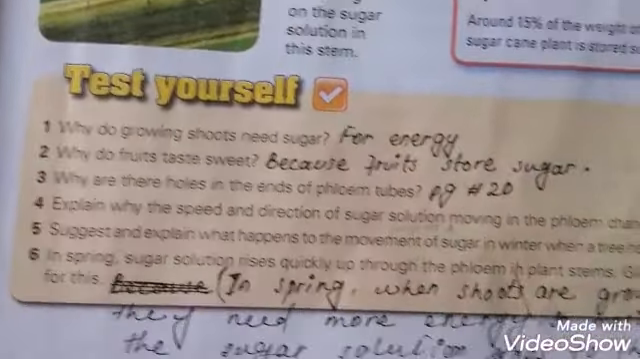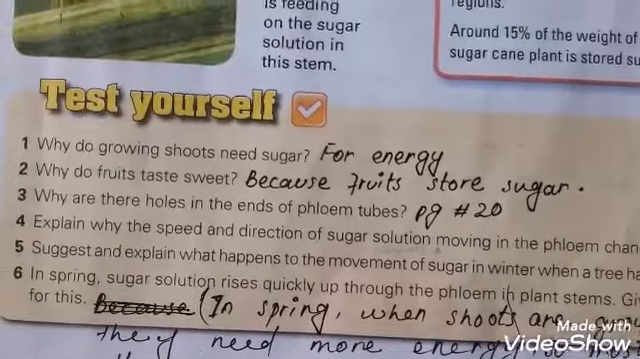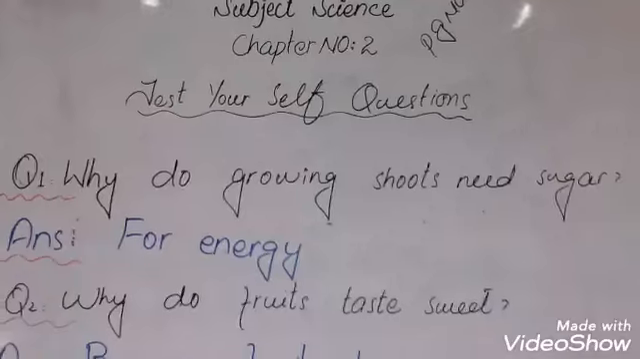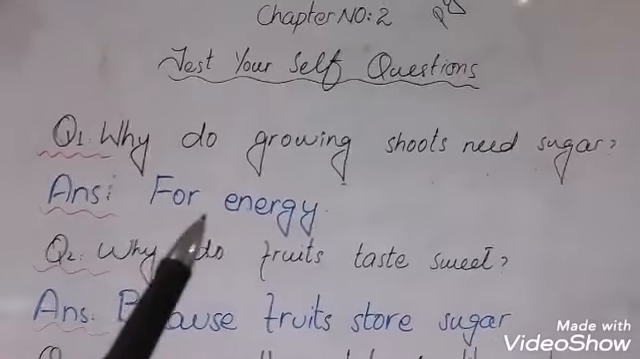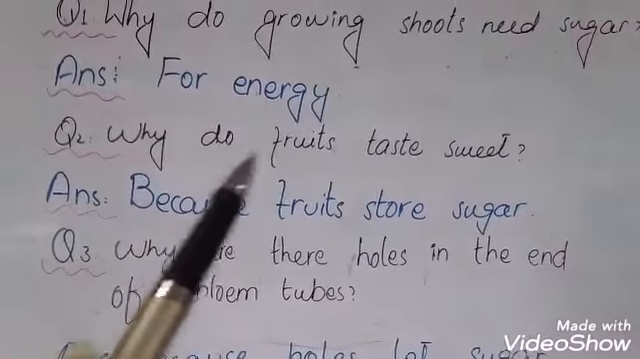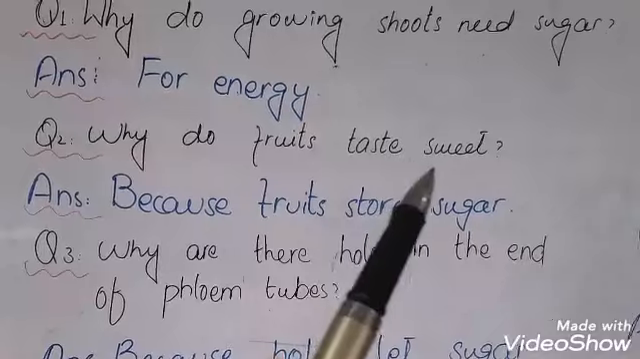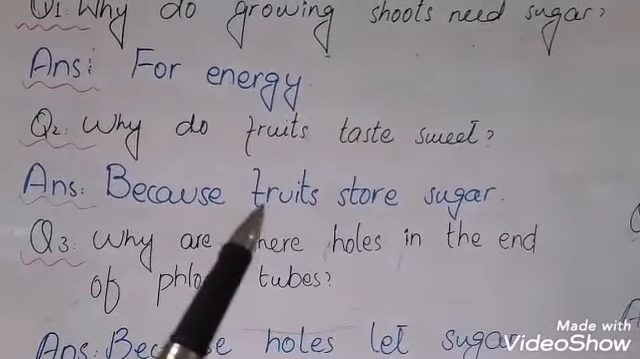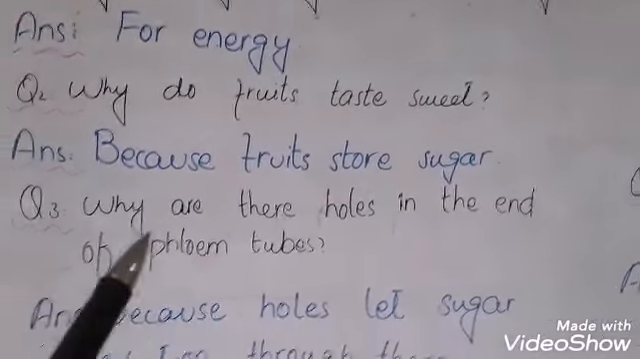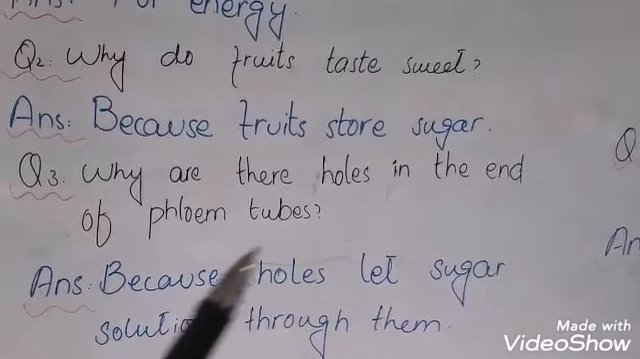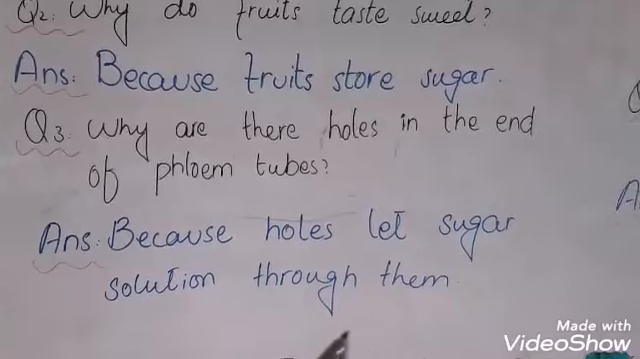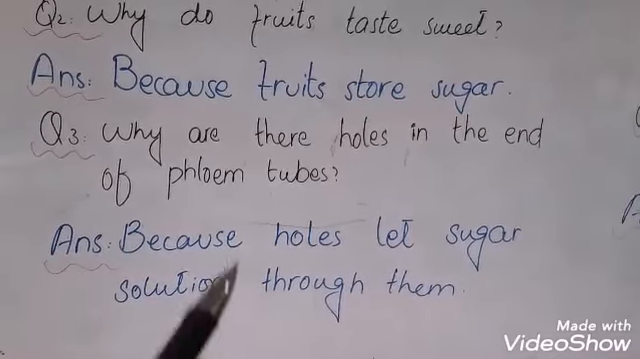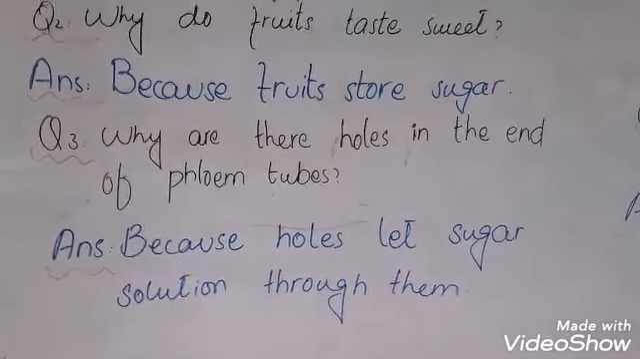Students, test yourself questions on page number 21, and the answers are: first question, why do growing shoots need sugar for energy? Second question, why do fruits taste sweet? Answer, because fruits store sugar. Third question, why are there holes in the end of the phloem tubes? Because holes let sugar solution through them in upward and downward direction.